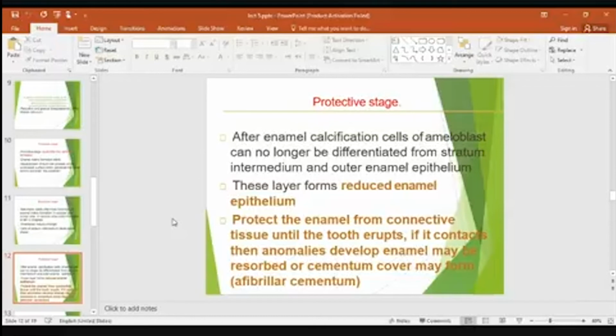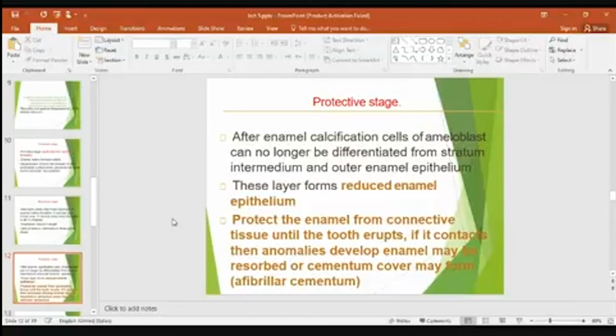From the name protective stage, what will the reduced enamel epithelium do? It is a layer of cells after the enamel is formed, and it protects the enamel from the connective tissue that surrounds the crown of the tooth until the tooth erupts, until it appears in the oral cavity. Of course, any contact causes anomalies to develop. Enamel may be resorbed, or a cementum cover may form, a fibrillar cementum.